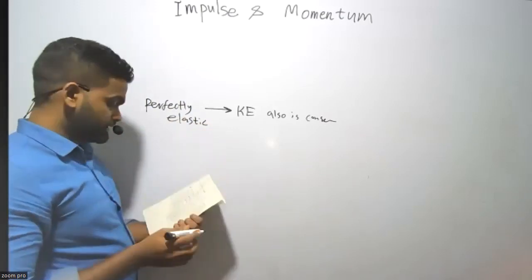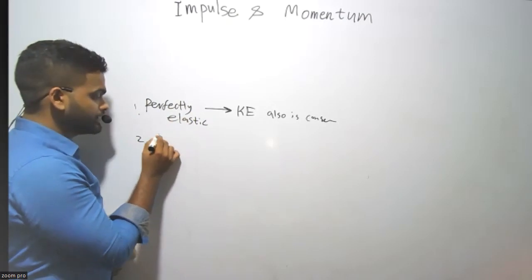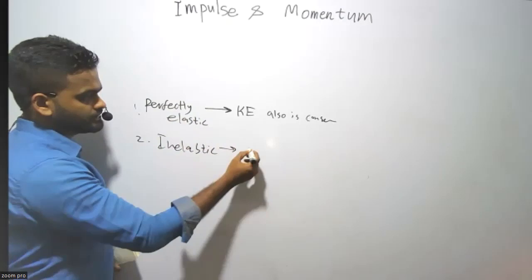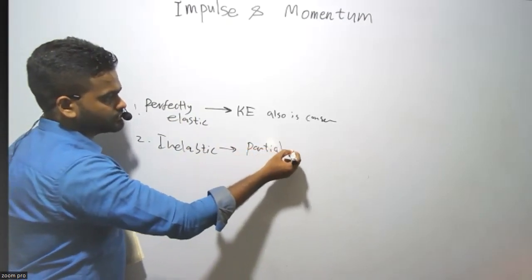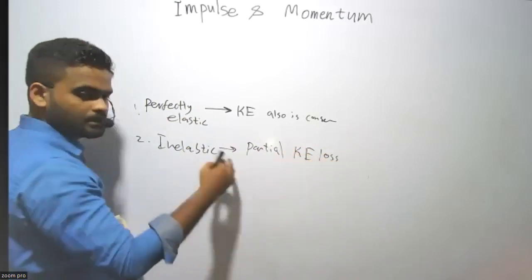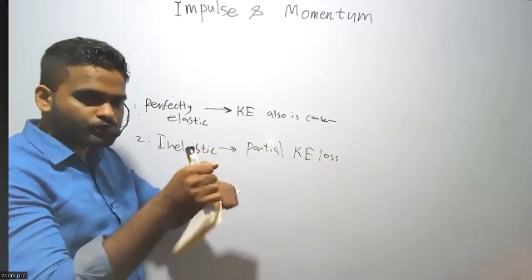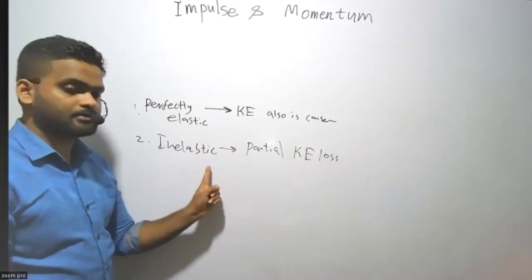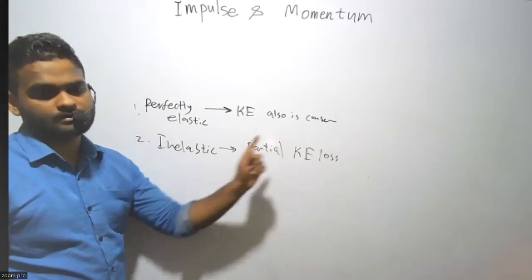You can apply that. Then the other collision type is what? Inelastic. Inelastic means partial KE loss. Kinetic energy of the system partially loses due to the collisions or explosions. So that type of collision is called inelastic collision. Partial kinetic energy loss.